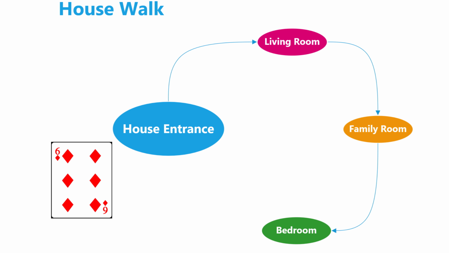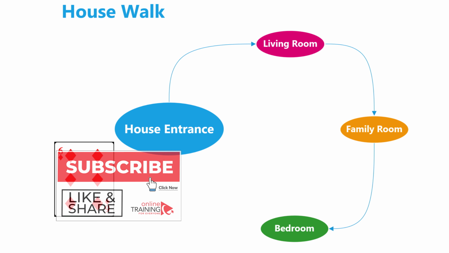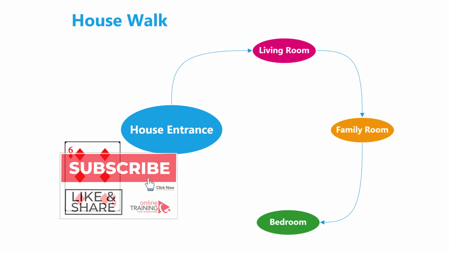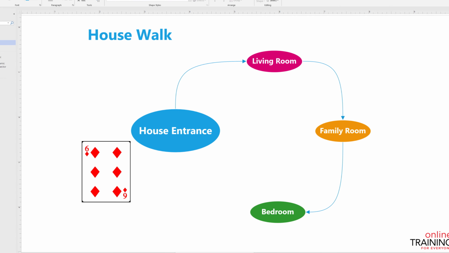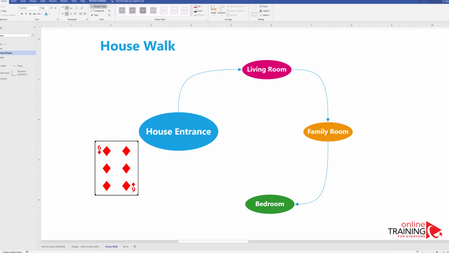Let's say that you're trying to memorize 6 of diamonds and associate it with the front entrance. To build strong association, it has to be something unusual and something very weird.